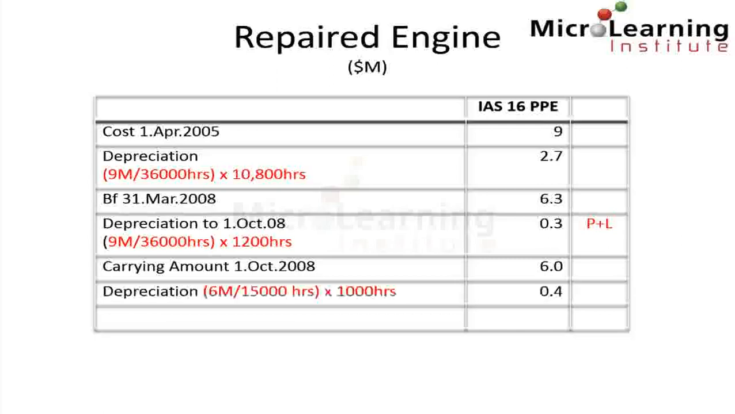This repaired engine is depreciated over its remaining reduced useful economic life of 15,000 hours for the 1,000 hours that elapsed to year end, giving us a depreciation charge of $400,000. This depreciation charge of $400,000 is charged to the profit and loss, giving us a balance carried forward in relation to the repaired engine at the 31st of March 2009 of $5.6 million. This $5.6 million goes to the balance sheet at year end.